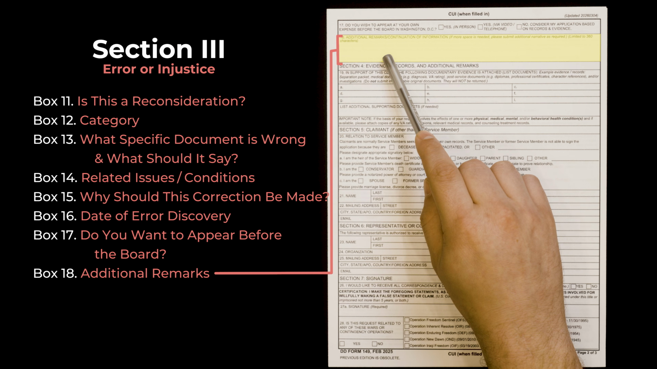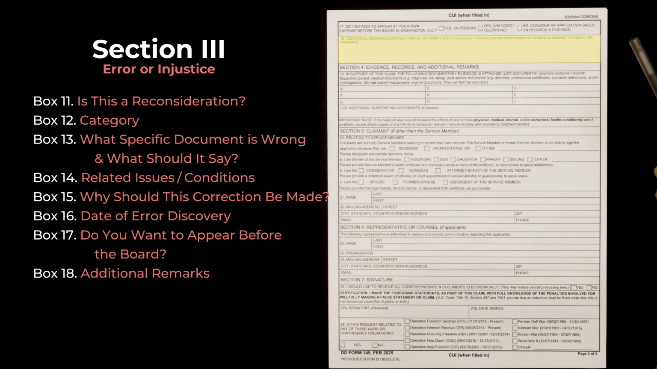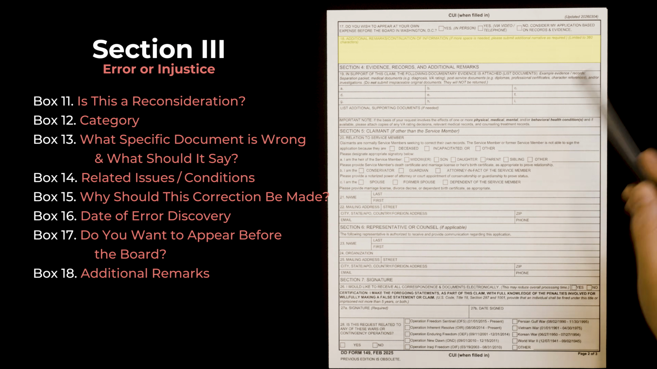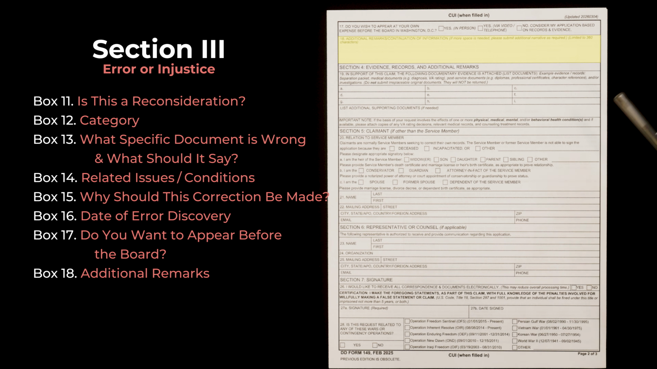Box 18 is additional remarks and continuation. You've got 360 characters. This is overflow space. Use it if Box 15 ran out of room before your argument was complete, or if you need to flag something that doesn't fit cleanly into any other box. Don't use it to repeat yourself. If you've already said it, don't say it again here.